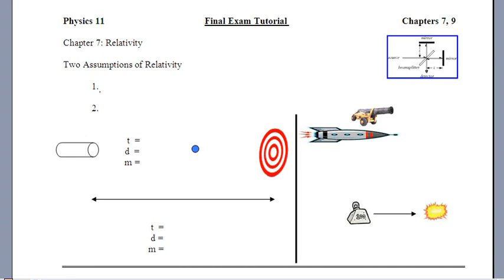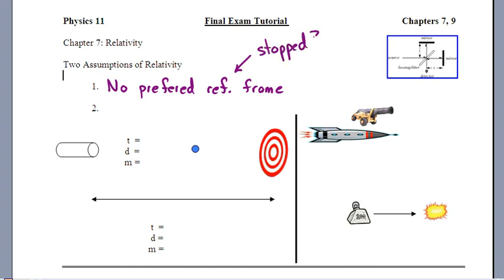On the first day, we did talk about the two assumptions of relativity. One of them is that there's no reference frame that's preferred. So I'm just going to write that in here, no preferred reference frame. Now, some people like to phrase that another way. Putting this down here very cryptically, there's really no way to know who's stopped and who's moving. So if somebody asks you, hey, are you stopped? You never really know. So when people say, oh yeah, you can't tell if you're stopped or moving, that's another way to say there's no preferred reference frame.